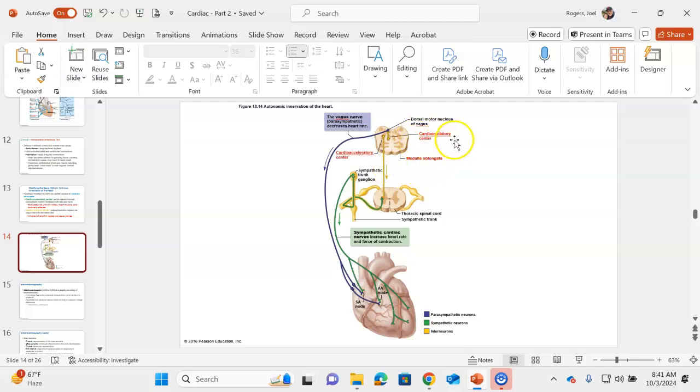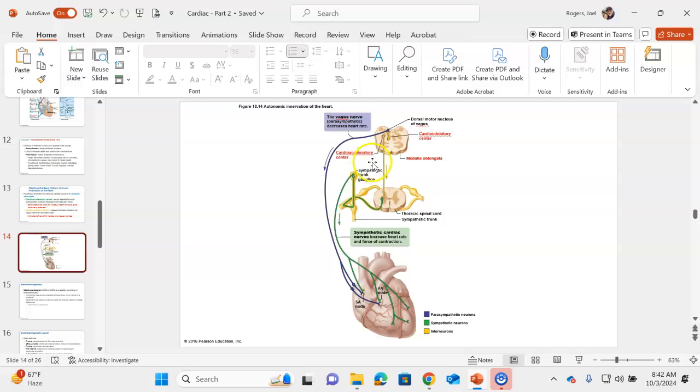The cardioinhibitory center will send parasympathetic impulses to the heart, and the cardioacceleratory center will send sympathetic impulses to the heart. Now, again, this is pretty mind-blowing stuff, but you could imagine what kind of impact impulses from these two areas have on the heart rate. So if we get impulses from this one, what do you think is going to happen to the heart rate? Hopefully you just answered it out loud.